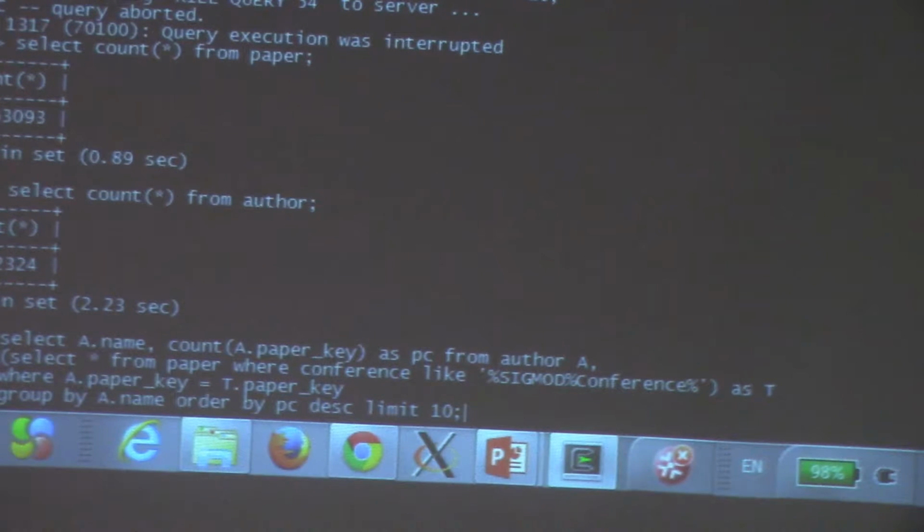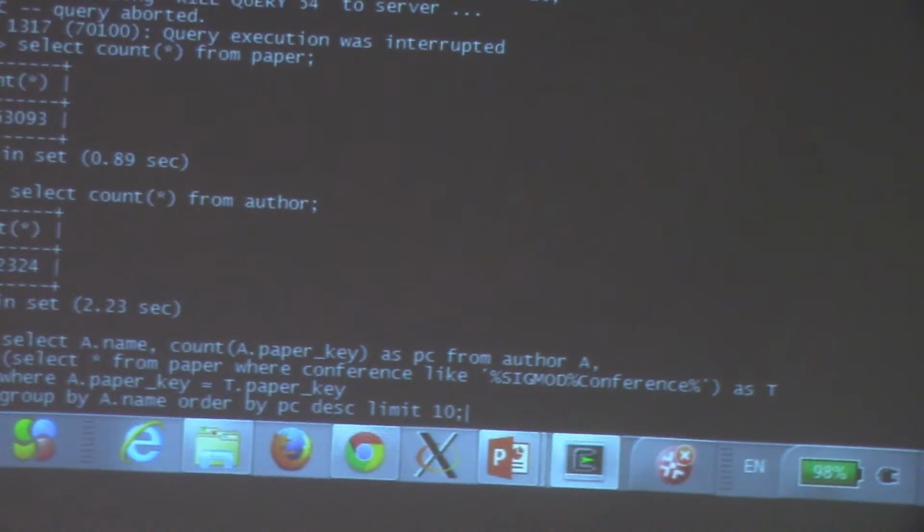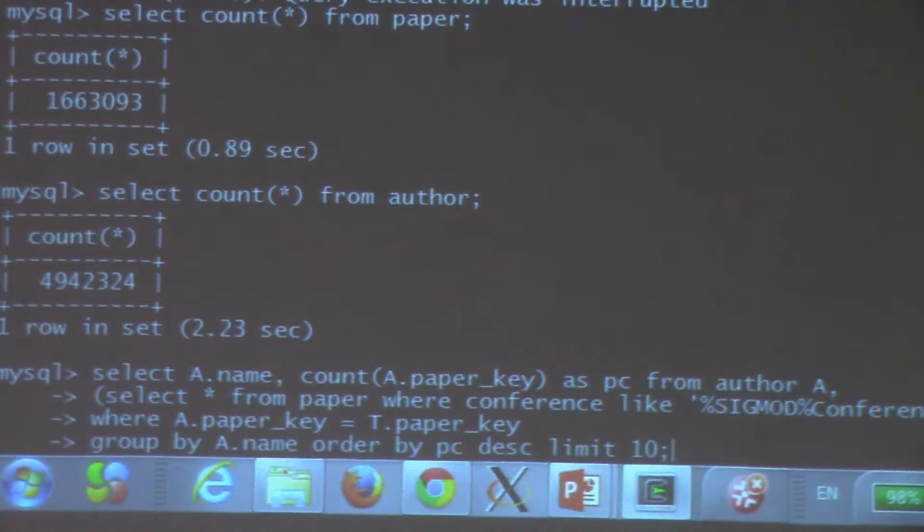Could you increase the font size a little bit? Sure. Thanks. Better? Yeah.